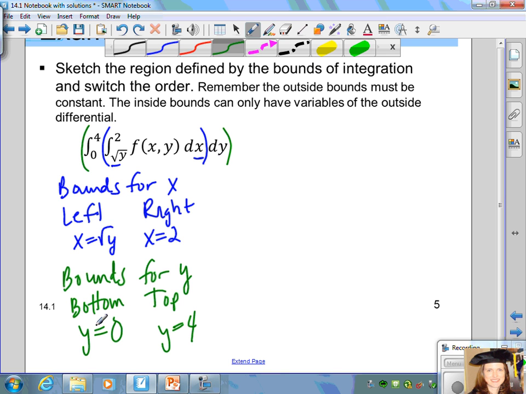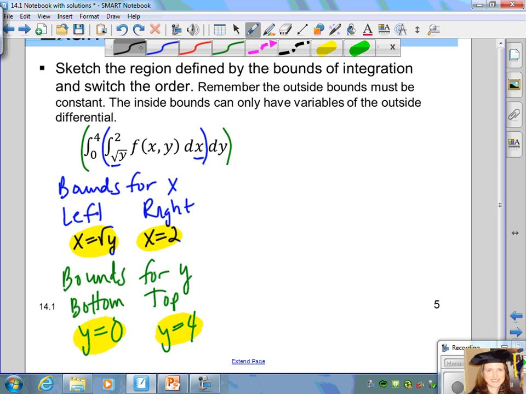So these 4 equations are going to be used to sketch the graph. And since the order of the differentials here was dx dy, this would have been drawn using horizontal rectangles. And then to switch them, we're going to switch the orientation of that representative rectangle.